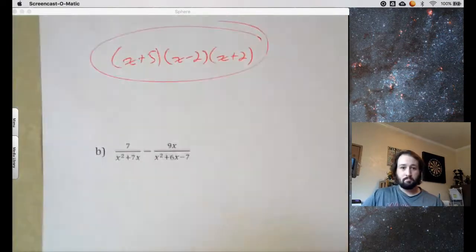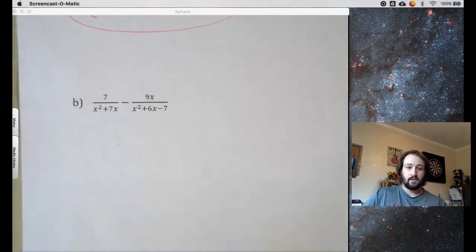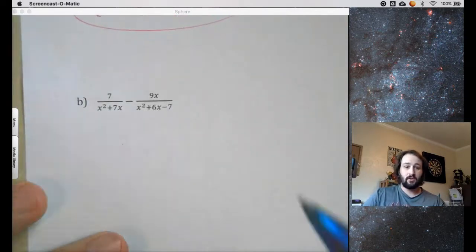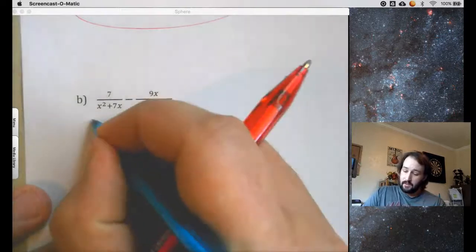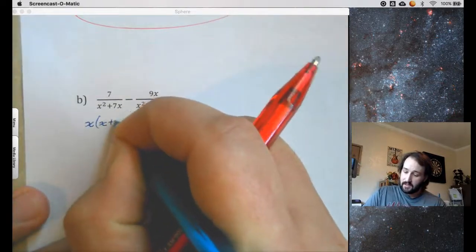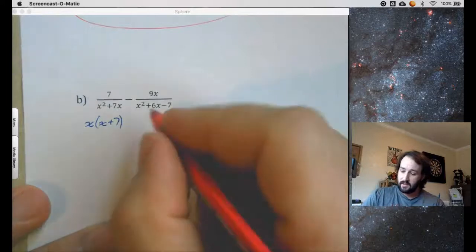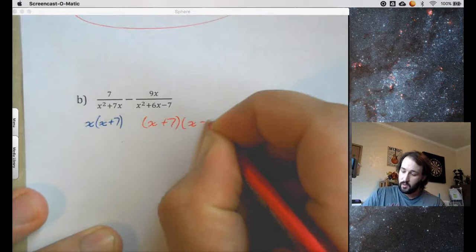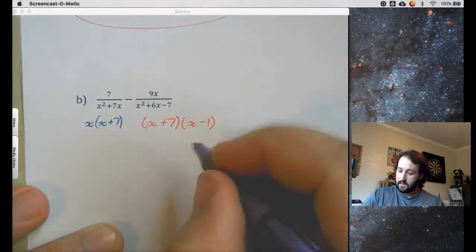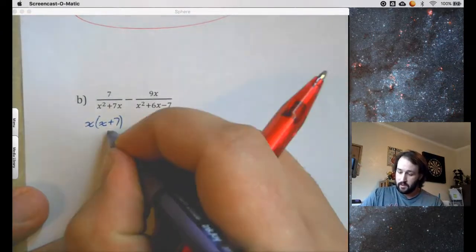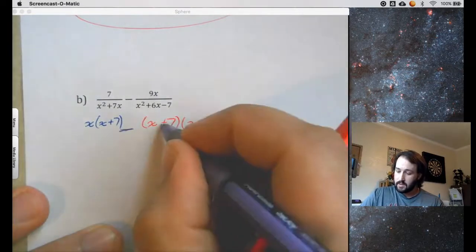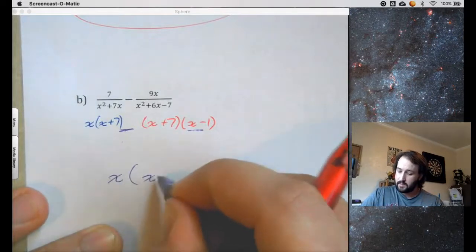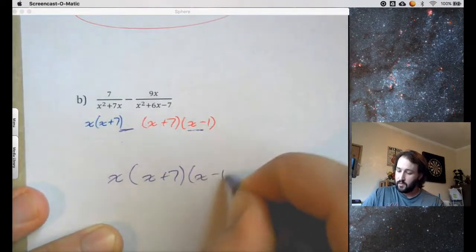All right, last one. So again, it's just asking for the least common denominator. So what do we need to have in our denominator to be able to subtract or add these things? Well, here I will factor out an x, so it becomes x times x plus 7. On this side, I can factor it as x plus 7 and x minus 1. So now I'm missing the minus 1 over here. And then for x plus 7, I would need the x. So my common denominator is going to be x times x plus 7 times x minus 1.